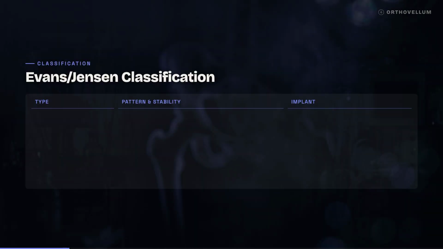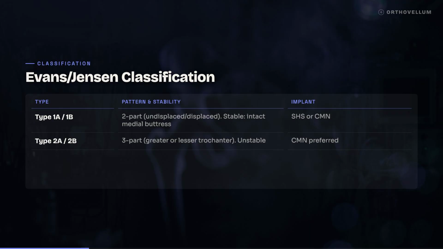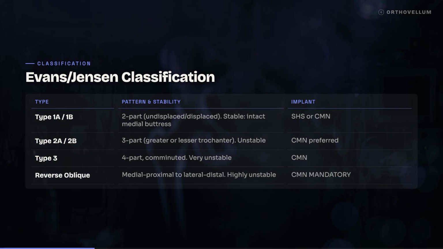The Evans and Jensen classification system divides these injuries based on the number of fracture fragments and the integrity of the medial buttress. A stable two-part fracture with an intact medial cortex can safely be treated with a sliding hip screw. However, as you progress to three-part, four-part, and especially reverse oblique patterns, instability increases dramatically, making a cephalomedullary nail the preferred or even mandatory implant.